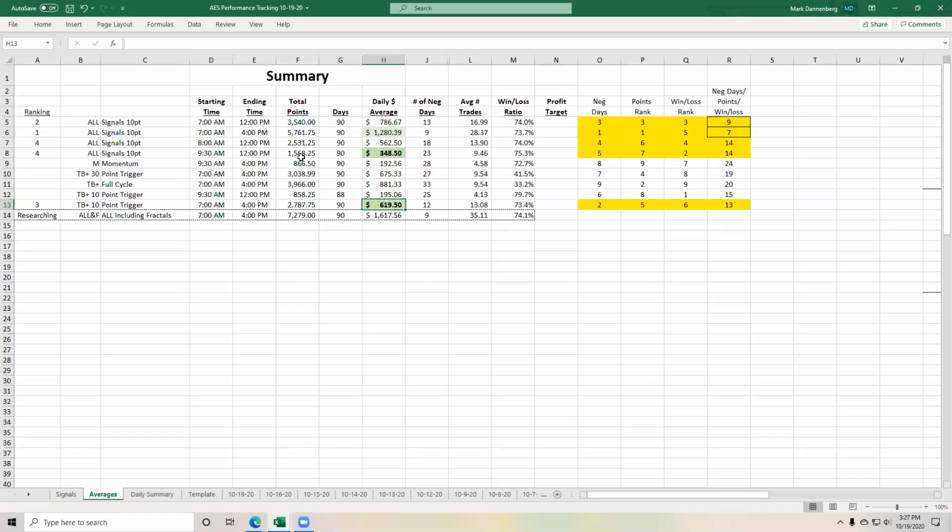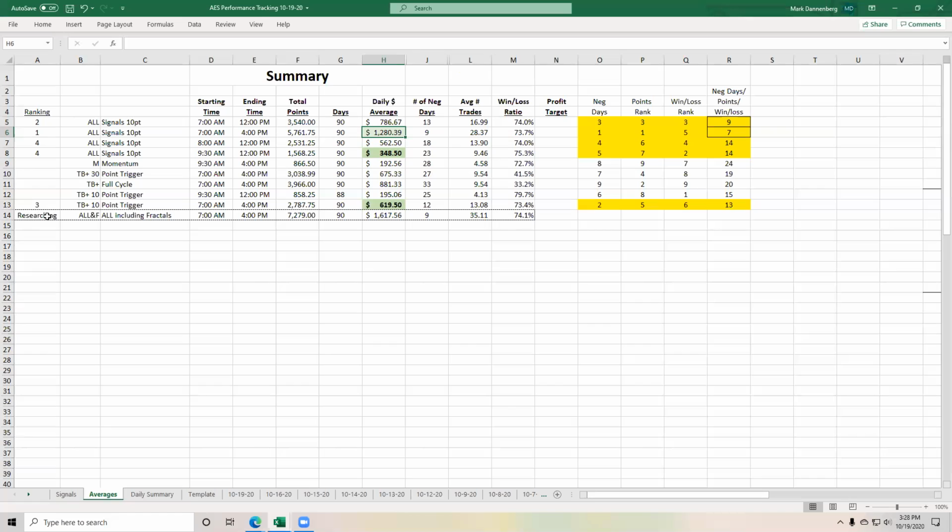In our 9:30 to noon category, we're averaging $348.50 a day. That's a reasonable amount of return, I think, for the investment of time of 9:30 to noon. And of course, you can scale the contracts to whatever you're comfortable with. That's close to $700 a day if you just traded 2 contracts and simply flatlined at 2 contracts. The best performing category we have so far, and we continue to evaluate this, is trading from 7 to 4, all signals. And that's giving us about $1,280 a day per contract.